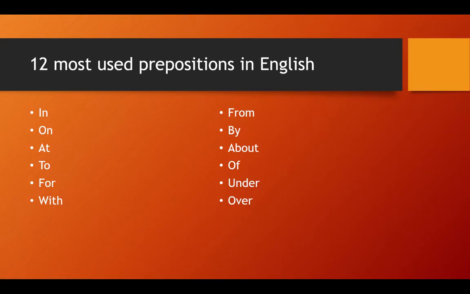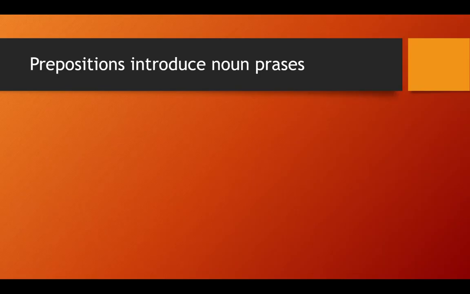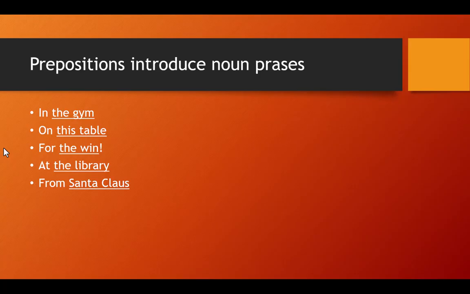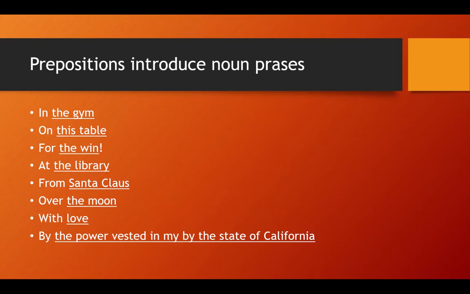I'm not going to give an example for each one. You guys know how English works. But let's take a quick look at some of them. The key thing we need to remember is they introduce noun phrases, right? So the pre part of the word preposition tells us it comes before noun phrases. Right, so for instance, in the gym, right? Gym, there's our the, right? One gym, two gyms, we know it's a noun. On this table, that tells us it's a noun, right? For the win. At the library, from Santa Claus, over the moon, with love, by the power vested in me by the state of California, and so on, right?